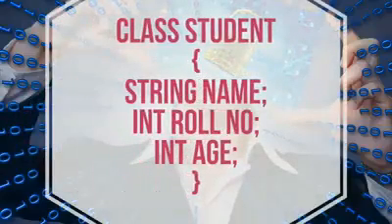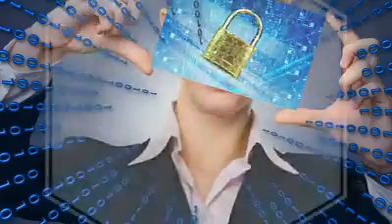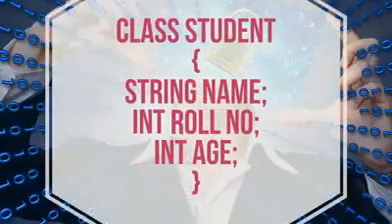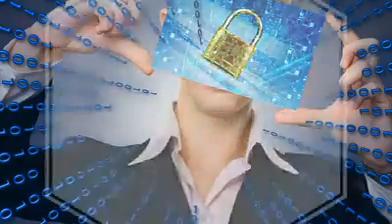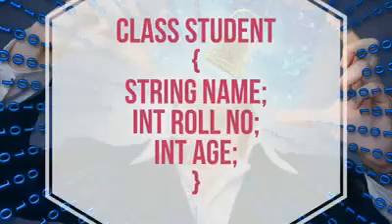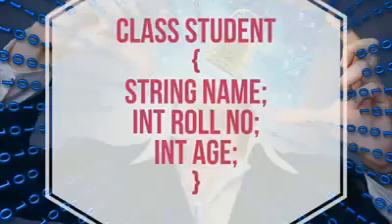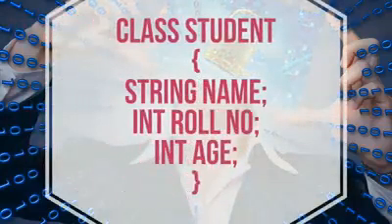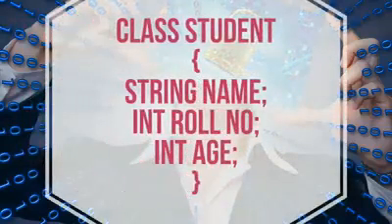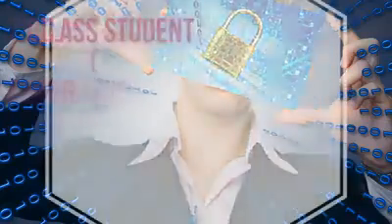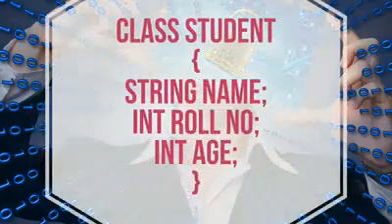A simple Java class example. Suppose student is a class and student's name, roll number, and age will be its properties. Let's see this in Java syntax: class Student, String name, int rollNumber, int age, etc. This is a simple Java class example.